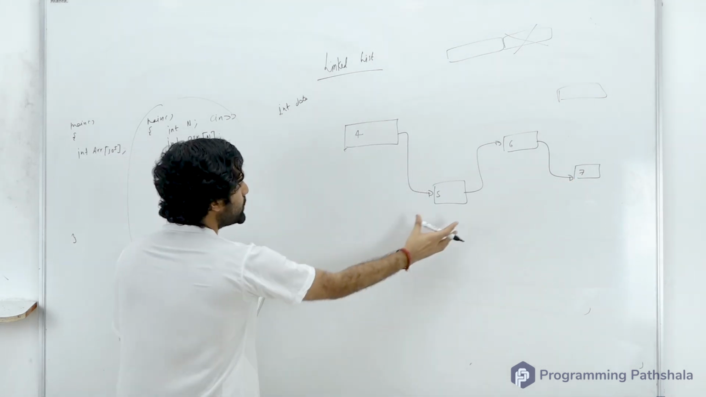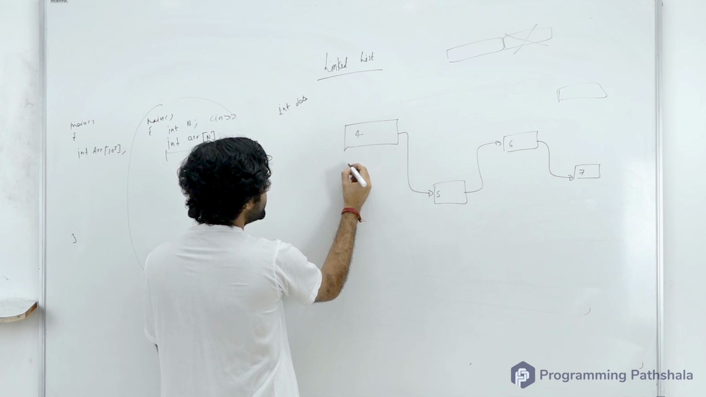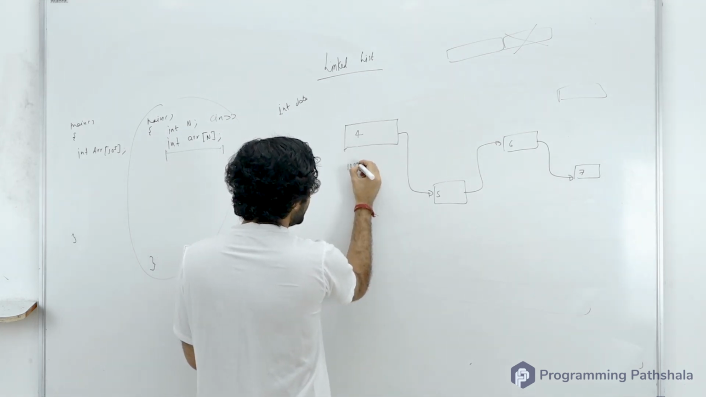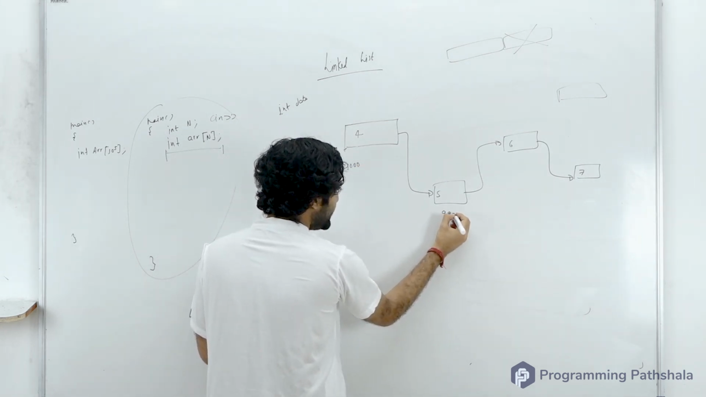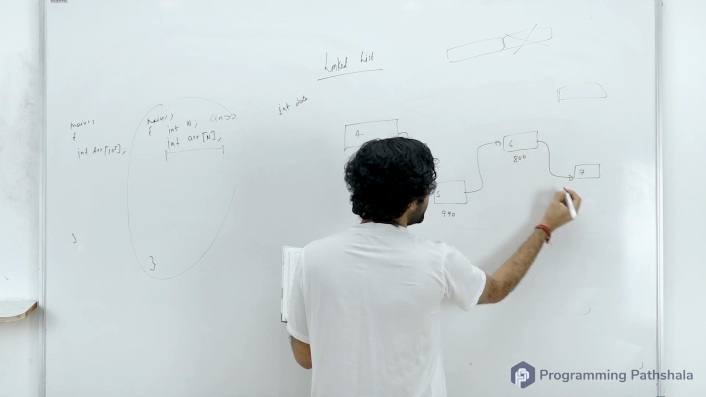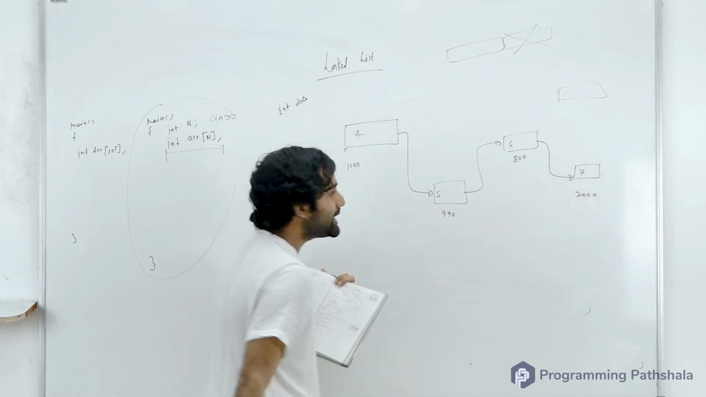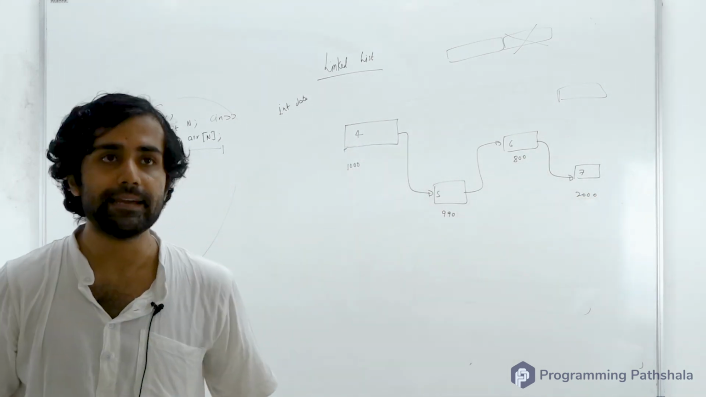How can I link this node to this node? Let's say the memory location of this is 1000. The memory location of this is 990, for this 800, and for this 2000. Let's say these are the memory locations. So how can I link them?